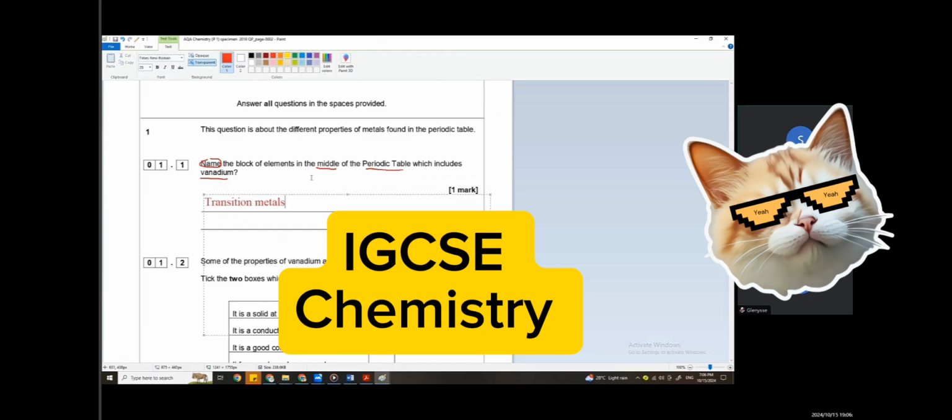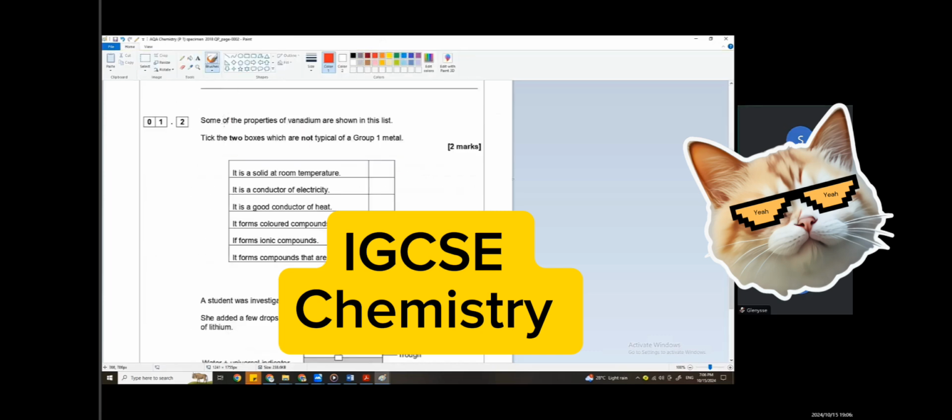Okay, question 1.2. Some of the properties of vanadium are shown in the list. Now tick 2 boxes which are not typical of group 1 metals, meaning tick 2 boxes that do not show the typical properties of group 1 metal. For this one you have to go back to the periodic table, the chapter you learned previously. Or can you try the question on your own before we look back at the notes, to see how much you still remember of what you've learned?